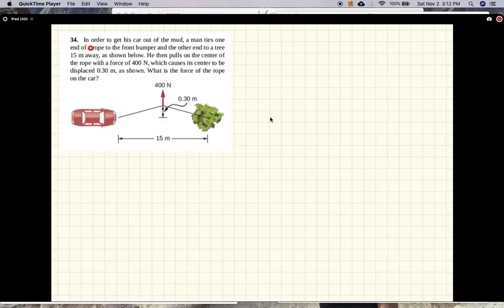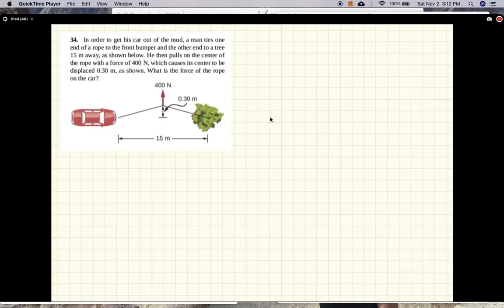Alright, in this problem, in order to get his car out of the mud, so this car is stuck in mud, a man ties one end of the rope to the front bumper and the other end to a tree, 15 meters away as shown below. He then pulls on the center of the rope with a force of 400 newtons. So he pulls on this rope in that direction, which causes its center to be displaced 0.3 meters.